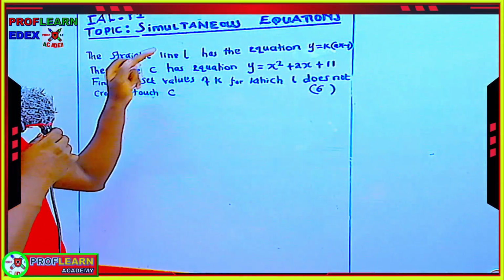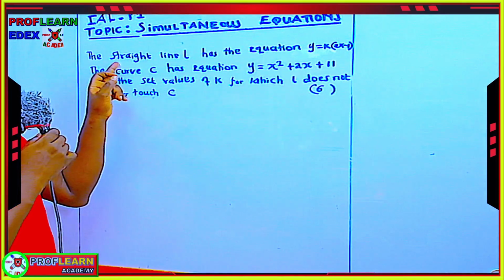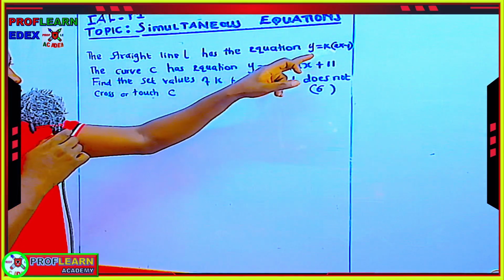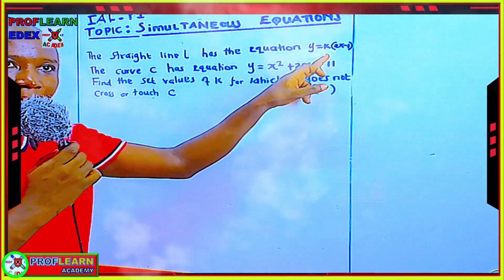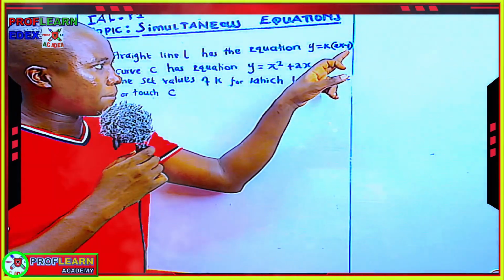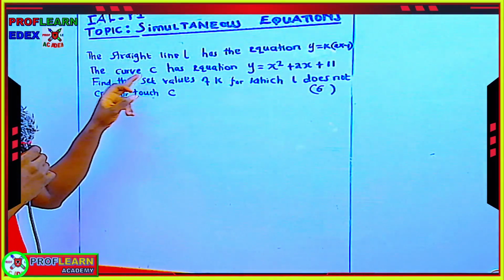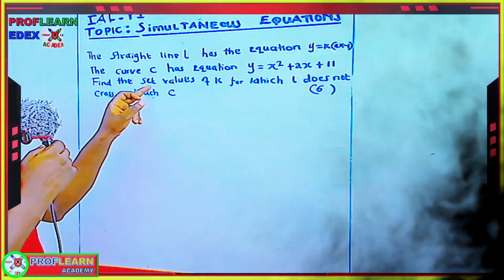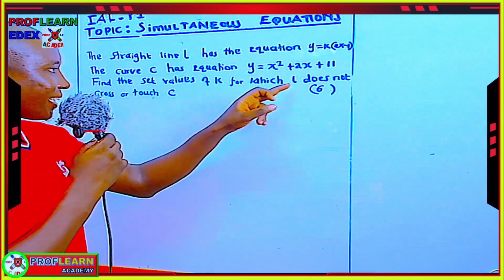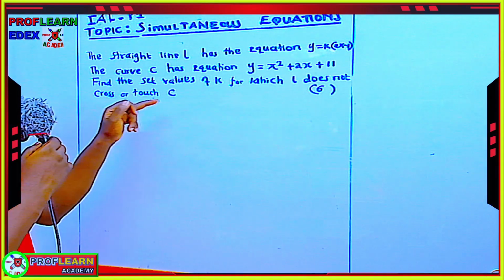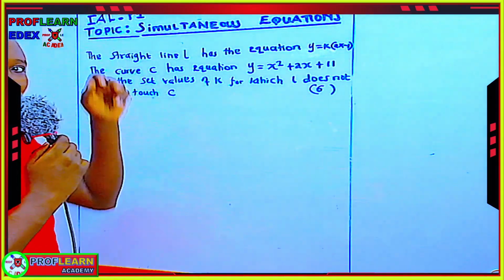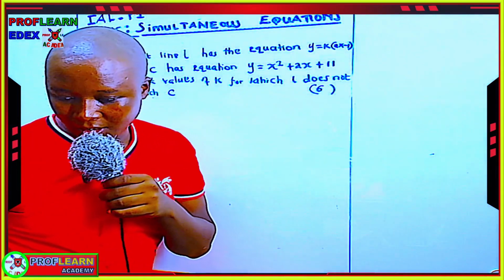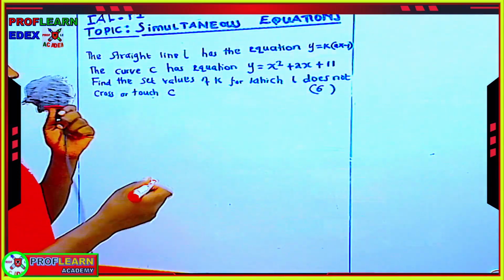We are going to look at these simultaneous equations, and you are told that the straight line L has the equation y equals k plus 2x minus 1. The curve C has the equation y equals x squared plus 2x plus 11. You are supposed to find a set of values of k for which L does not touch C. This is a question of P1 A-level math.